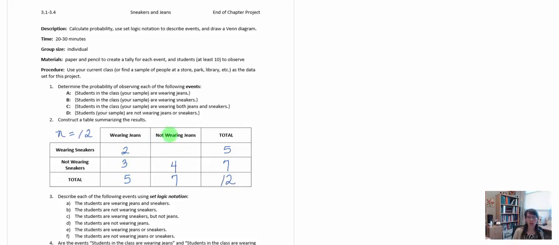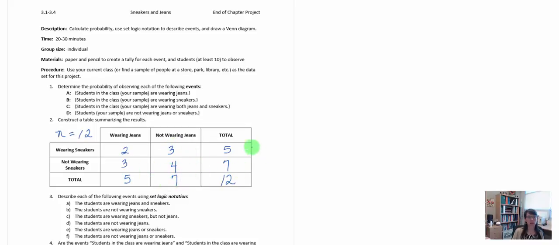Now in the column for not wearing jeans, if we know there's a total of 7, some amount plus 4 makes 7. So that must be 3 students were not wearing jeans and they were wearing sneakers. We had 4 students not wearing jeans and they were not wearing sneakers. That makes a total of 7 students that were not wearing jeans.